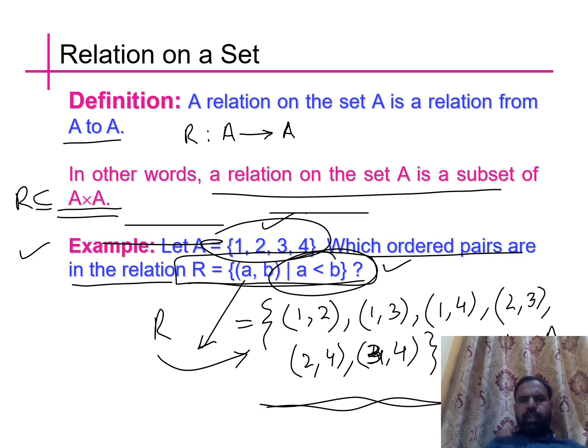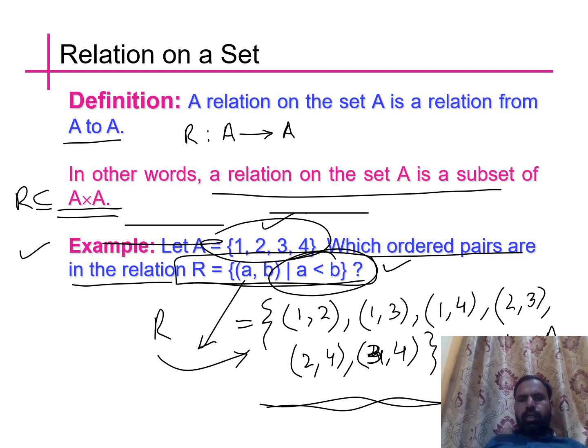Here is the example: A is equal to {1, 2, 3, 4}. Which ordered pairs are in the relation R? (a, b), the ordered pairs such that a is less than b. We make all the ordered pairs in which a is less than b. So (1,2), (1,3), (1,4), (2,3), (2,4), (3,4).